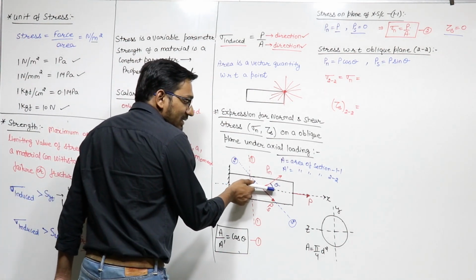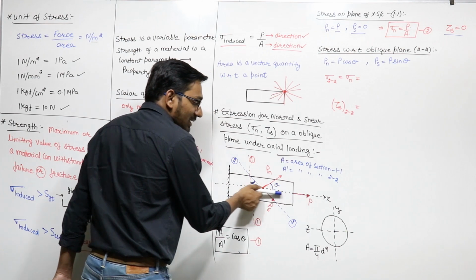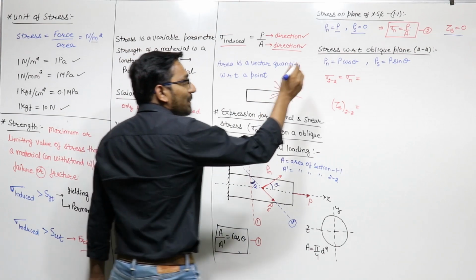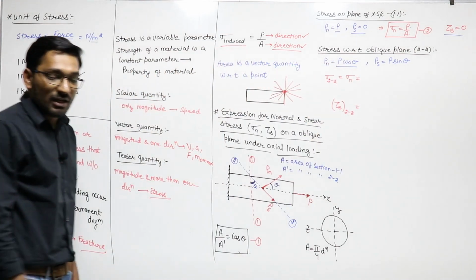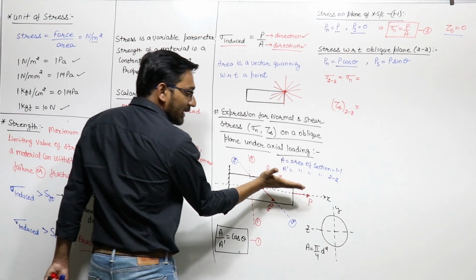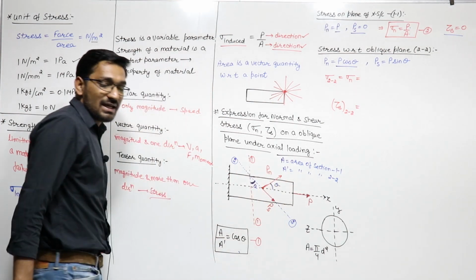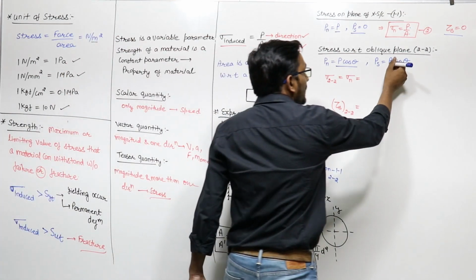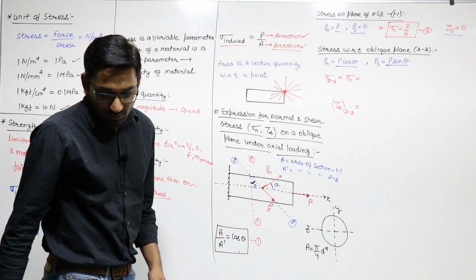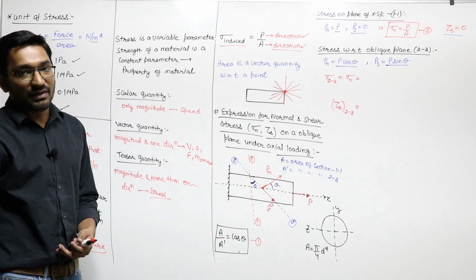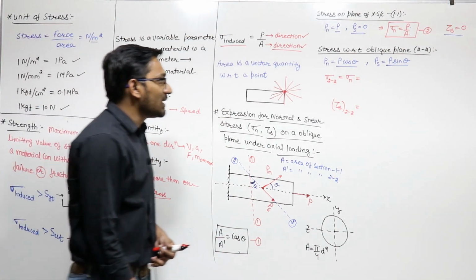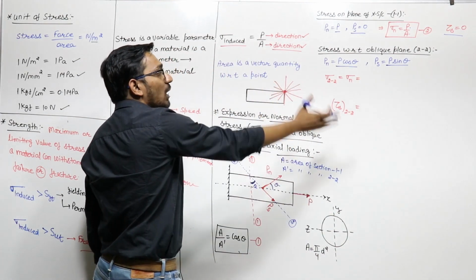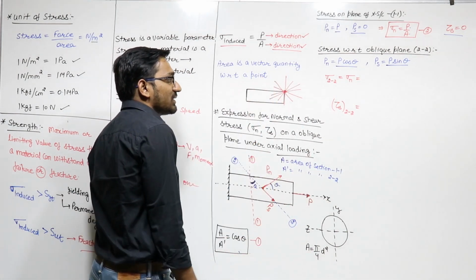So if P is acting along this longitudinal axis in this direction, the component of this P in this direction will be P cos theta. So Pn will be P cos theta, and the component of this P in this direction will be P sin theta. We know how to resolve components of vectors. So it is P cos theta and P sin theta. This is possible only because force is a vector quantity. That's why we are resolving this force in different directions.